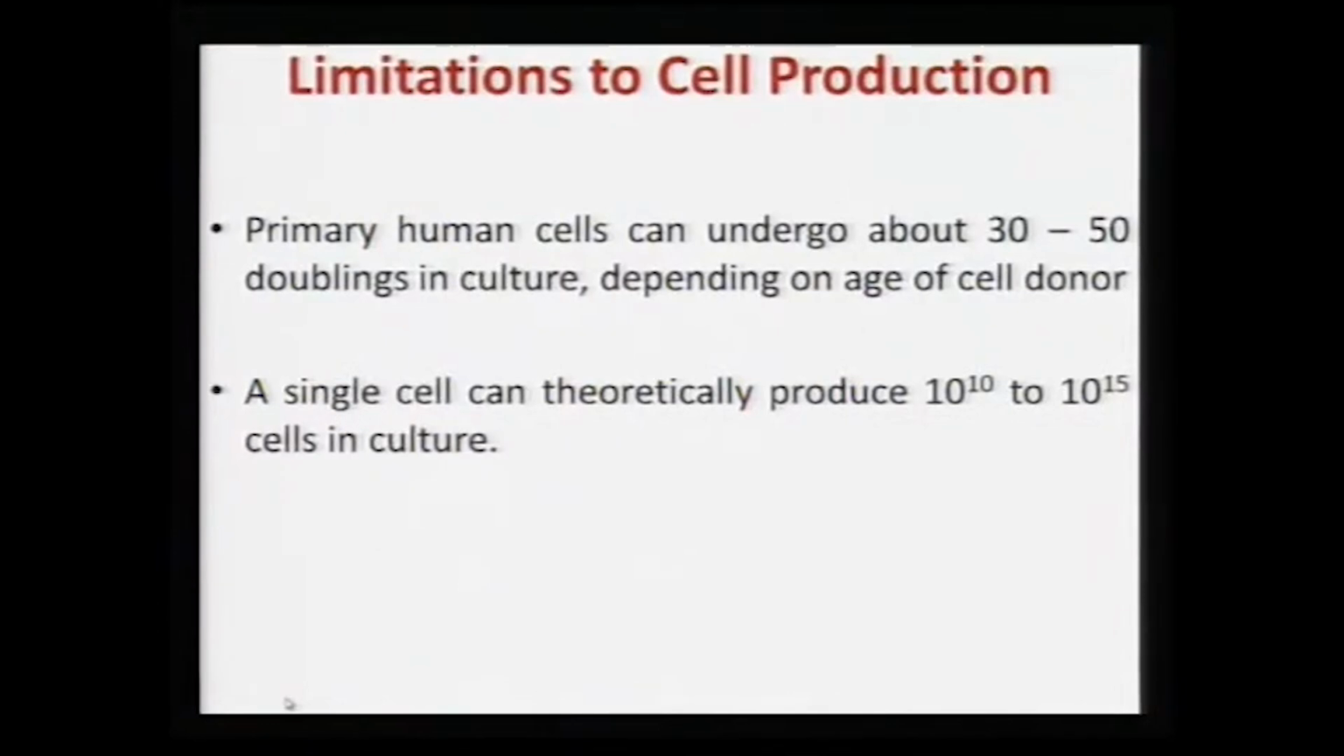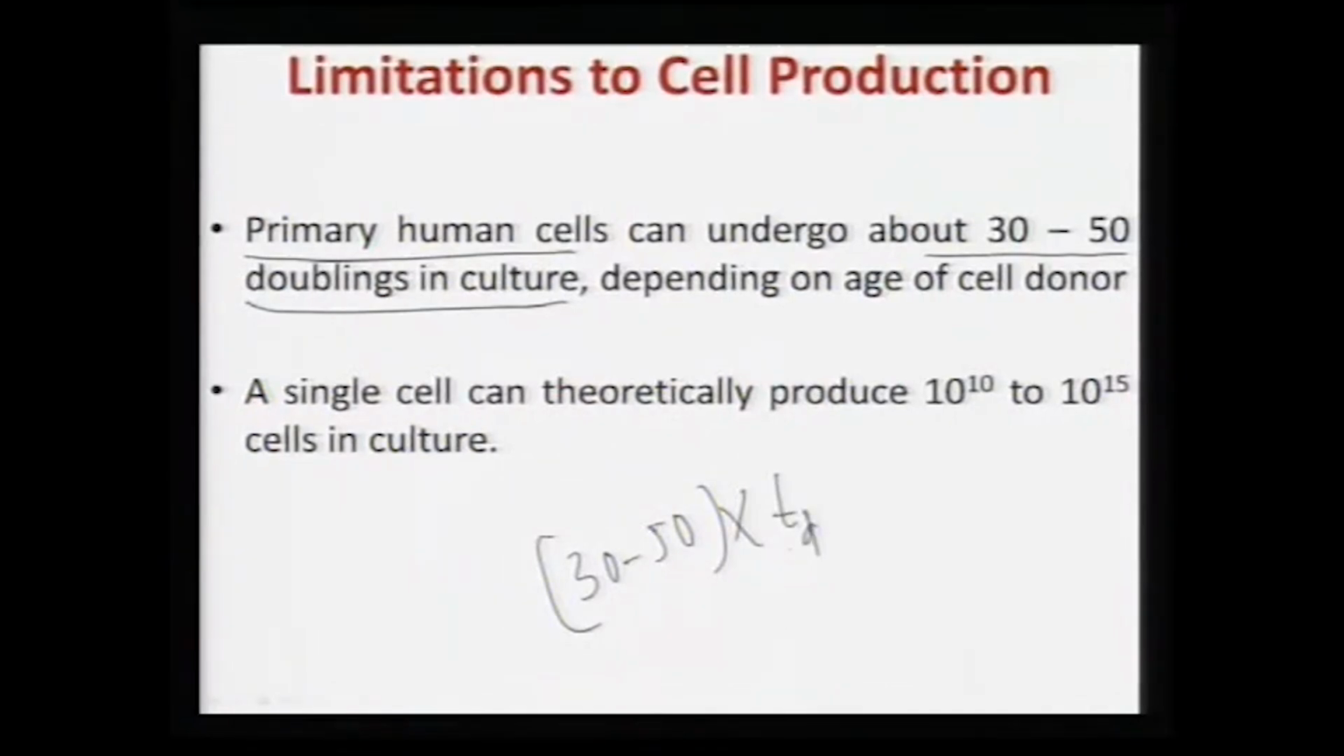Limitation of the cell production: typically, primary human cells can undergo 30 to 50 doublings in the culture. 30 to 50 doublings means it will undergo 30 to 50 times multiplied by Td.